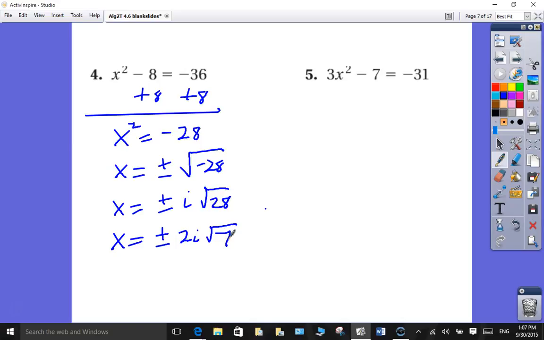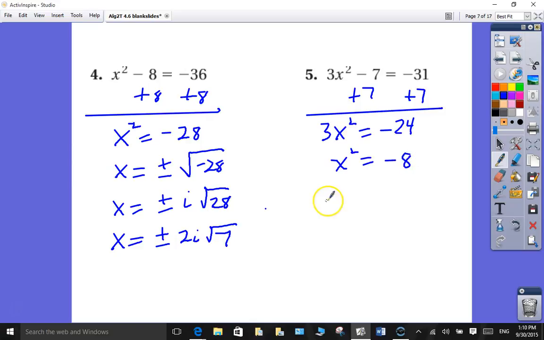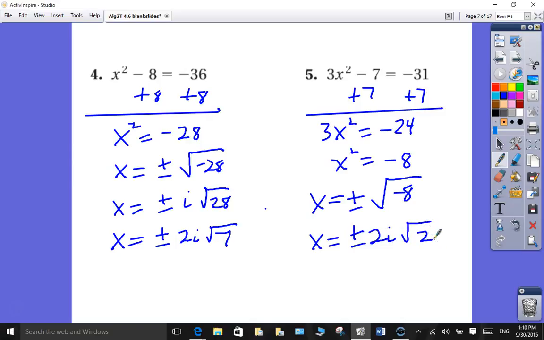So try to do the one on the right, doing the same thing. Isolate the squared term, take the square root of both sides, simplify using I. So add 7, 3x squared equals negative 24. Divide by 3, x squared equals negative 8. X equals plus or minus the square root of negative 8. X equals plus or minus 2I root 2. Right? The negative comes out as an I, and then 8 is 4 times 2, so the square root of 4 is 2.